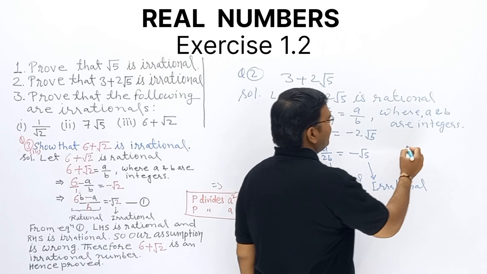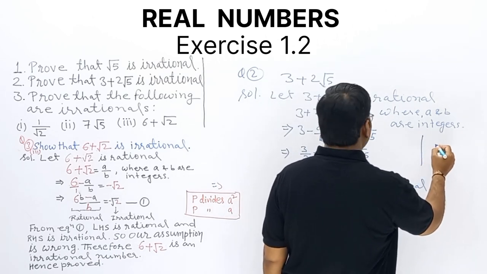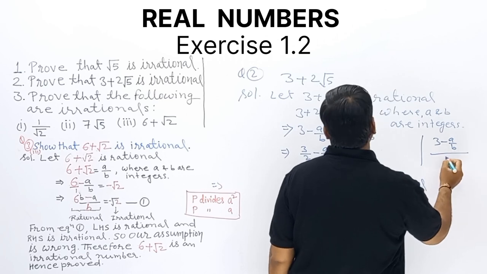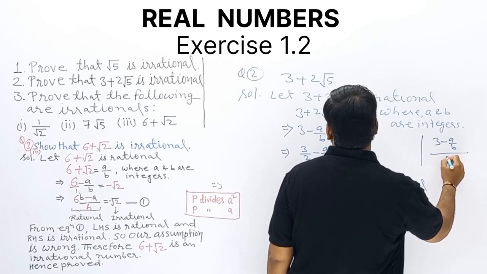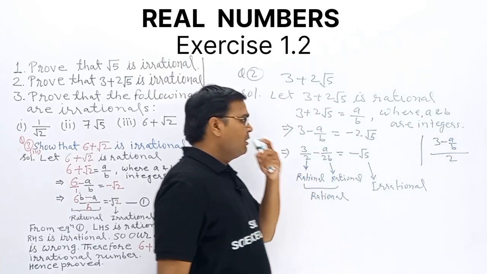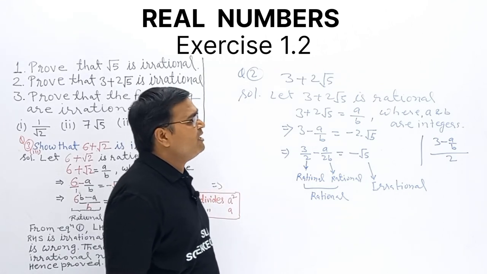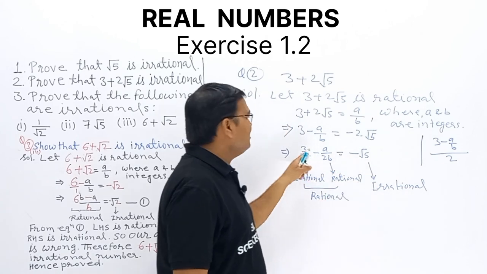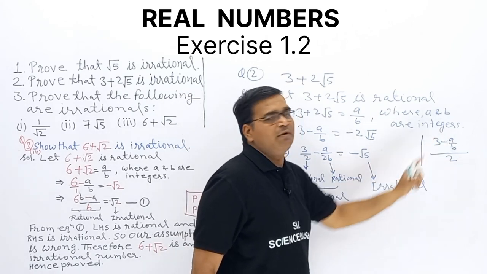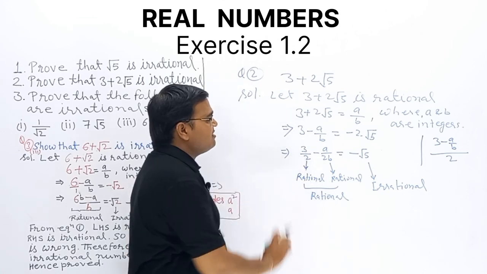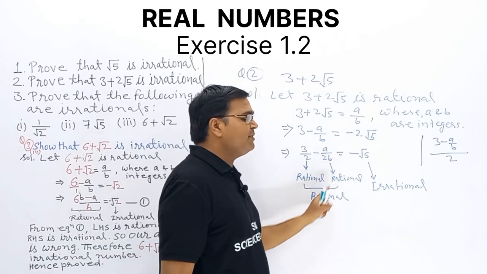How are we solving? Like this: 3 minus a upon b, divided by 2, then in the denominator we are having this one. So we will divide by 2. Then this 2 will be there and this 2 will be there. So I am writing directly there. So 3 by 2 is rational. This one is rational. Both will be rational.